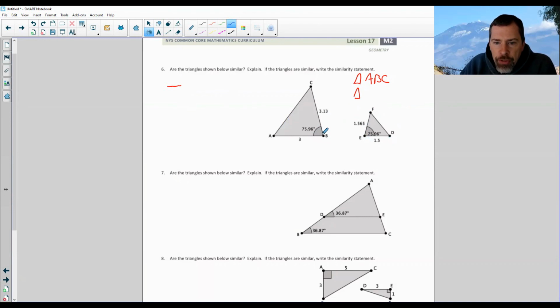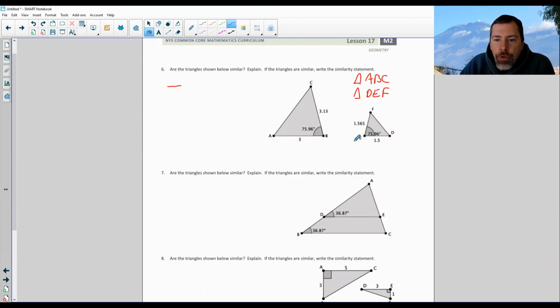So the first thing I do is look at corresponding parts. We know B is congruent to E, so E has to be in the middle because B is in the middle of our naming. AB is shorter than BC. So which side is shorter here? DE is shorter. So A corresponds to D. So this is ABC and DEF.